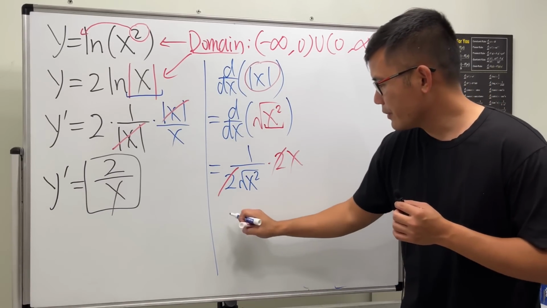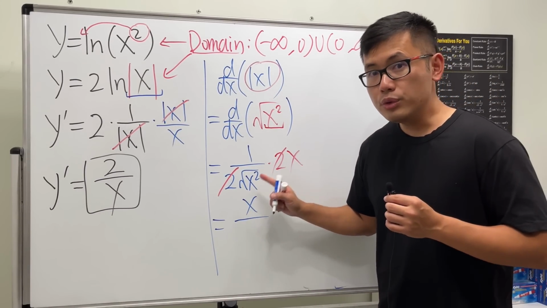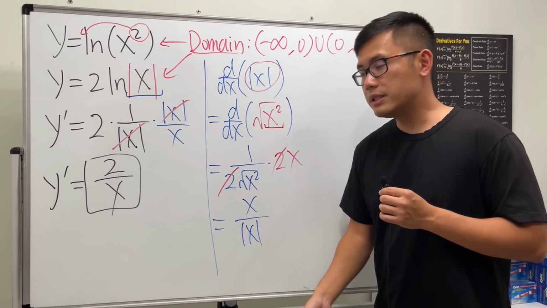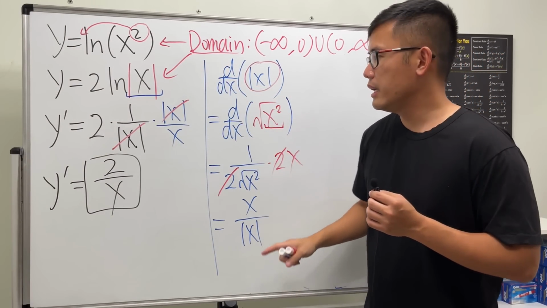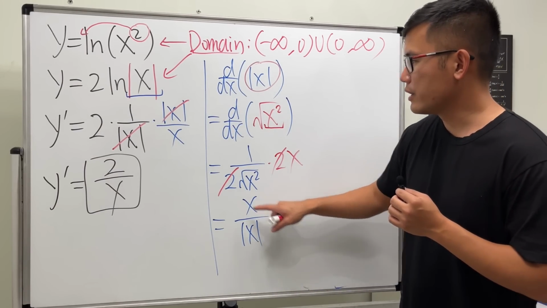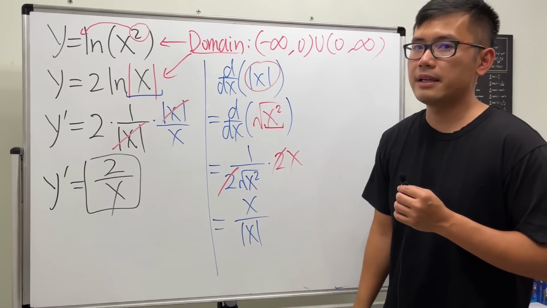This and that cancel. So we will have x on the top over square root of x squared, which is just the same as absolute value of x. And the truth is, if you put this down for the derivative of absolute value of x, it's okay. This and that are actually the same. However, let me show you guys how we can go from here to here, because in my opinion, this is definitely way cooler because we just divided by x.